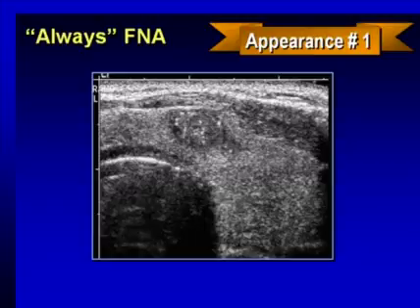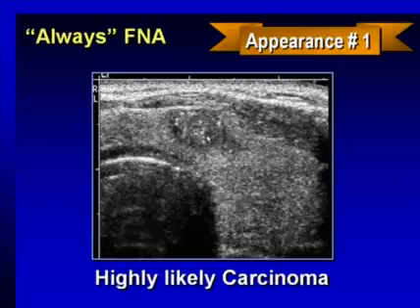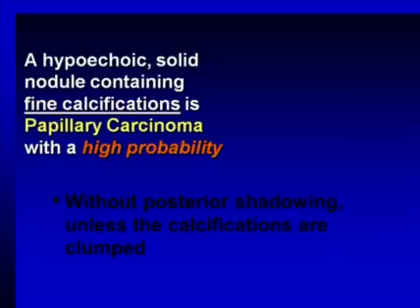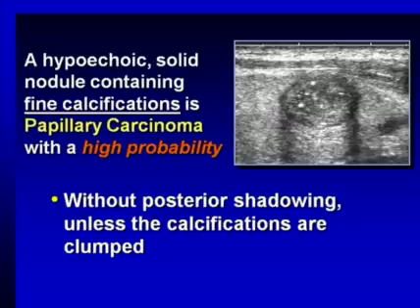And a typical appearance of a type of nodule that would come to aspiration would be this solid nodule in the isthmus of the thyroid. It causes some bulging of the capsule because of mass effect, and there are tiny punctate echogenic foci within it. And this is highly likely to be carcinoma. When one encounters a hypoechoic solid nodule with these fine calcifications, that is going to be papillary cancer with a high probability.